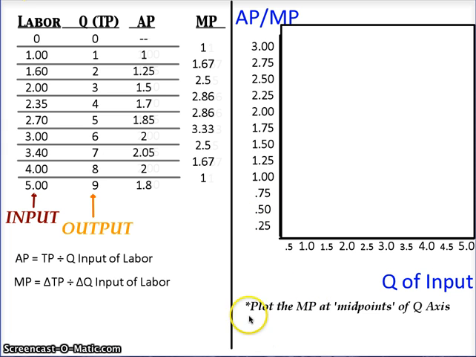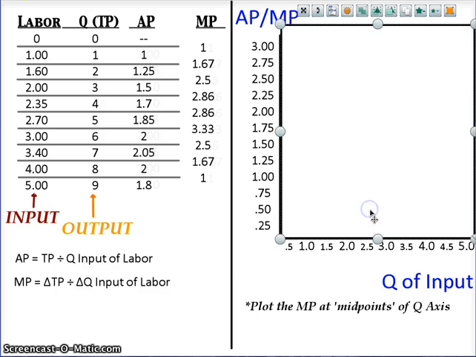Marginal product, however, you want to plot at the midpoints of the quantity axis. So the quantity axis is the labor. So between 0 and 1, which is 0.5, you plot the point 1. So at 0.5, 1. Between 1 and 1.6 is about halfway in between, you plot the number 1.67, which would go up here. So make sure that marginal product you are plotting at the quantity midpoints. Go ahead and pause the video, sketch out the graph, plot the points.